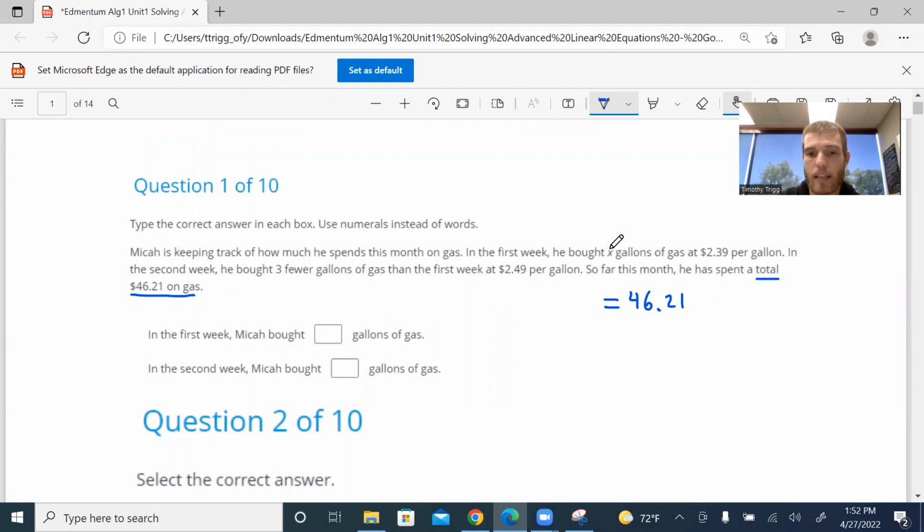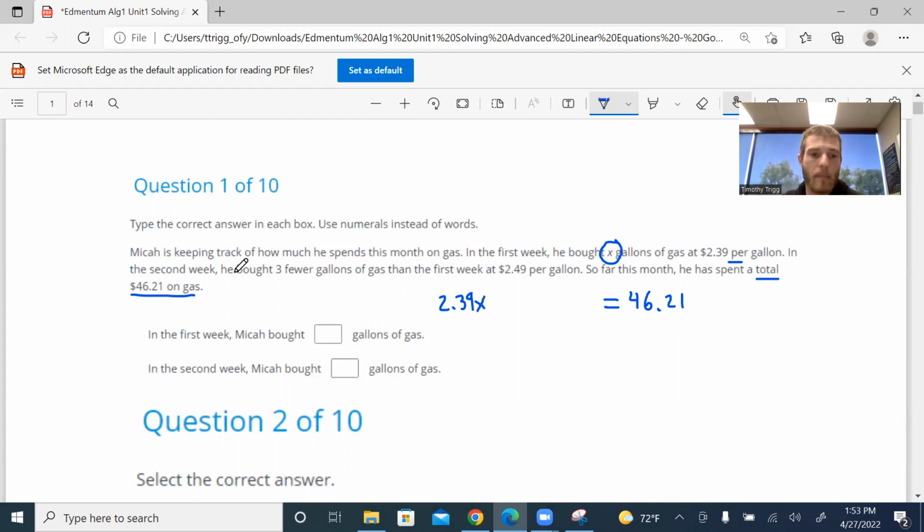Now, then I start looking at the other stuff. So he bought X gallons of gas at $2.39 per gallon. So that's $2.39 times X gallons. So it's $2.39 for each gallon. That's what per means. It means for each. So when you see $2.39 per gallon, it's $2.39 for each gallon. And we don't know how many gallons that is yet. It just says there are X gallons. So it's $2.39 times the number of gallons, which all we know is X for now.